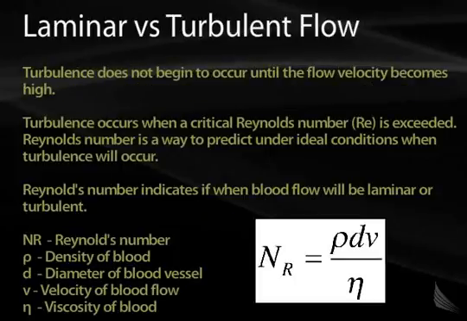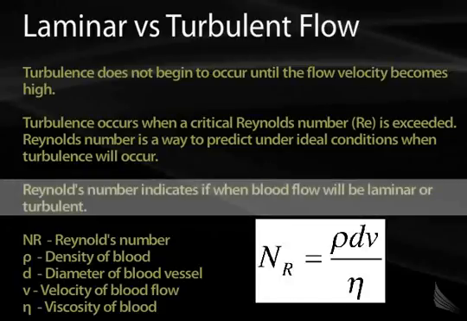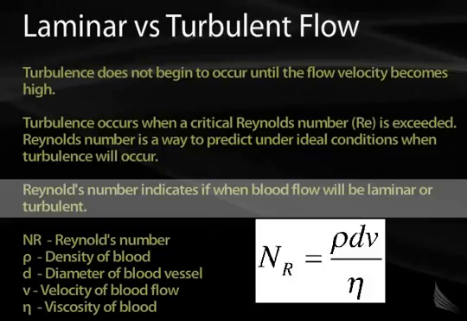Another number that you should be familiar with is Reynolds number, or N sub R. This number is important in determining laminar versus turbulent flow. Laminar flow occurs when blood flow is even throughout a blood vessel. Turbulent flow occurs when blood moves in an erratic fashion, irregularly through a blood vessel. The body prefers laminar blood flow. There are multiple disease states associated with turbulent blood flow through blood vessels.